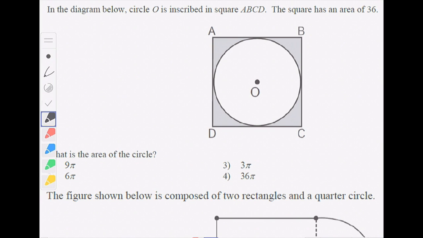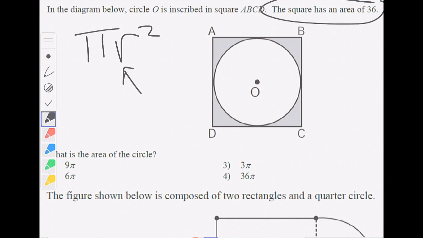So our plan here is pretty simple. It's just to use pi r squared. But we're going to have to figure out what the radius is worth. They're telling us that the area of the square is worth 36. So how can that help us figure out what the radius is worth? Because the radius is not measured here. The radius is not given to us at all. The radius would be that measurement there.